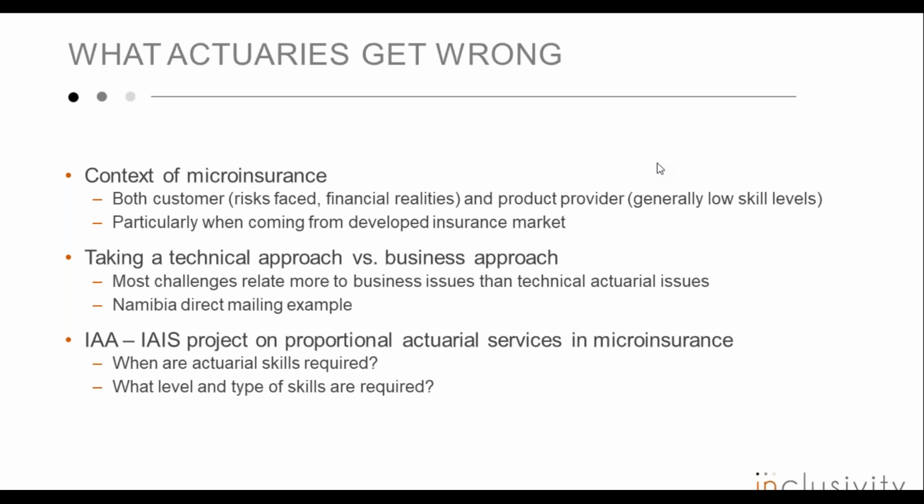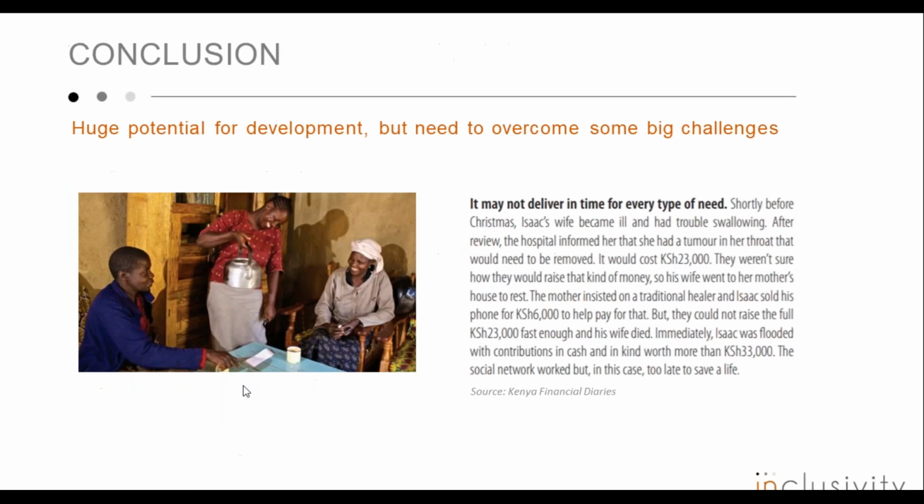So in terms of a conclusion, I trust that is the next slide. I cannot actually see it in front of me, but it's really just a story which I came across from the Kenya Financial Diaries, which to me summarized very well what the developmental impact of microinsurance can be. Isaac's wife in Kenya was diagnosed with an illness that required approximately $230 for treatment. She was unable to raise that amount of cash for the treatment and subsequently passed away. Immediately after she passed away, that same social network raised $330 for a funeral. They were unable to raise that for health.